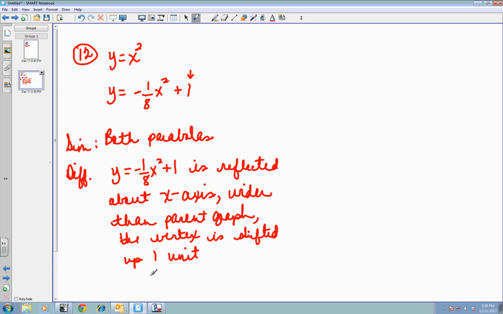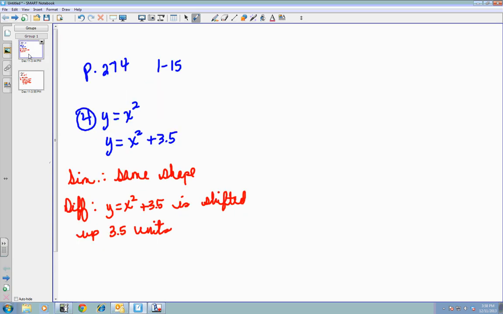Then you're going to just do that for each problem. Graph the two equations and then tell me their similarities and how they are different. You get to use your calculator for all of them. You're going to do 1 through 15. After you've done 4 through 15, you should be able to go back and answer your 1, 2, and 3. I will be back on Friday, and I'll answer any questions that you have on this. So your assignment is page 274, 1 through 15.